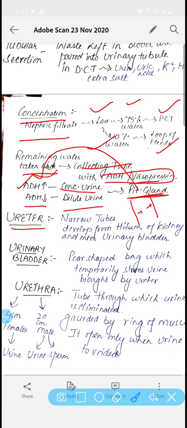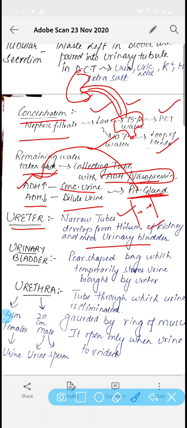Next part is the ureter. Kidneys lead to the pipe like structure called the ureter, which are narrow tubes that develop from the hilum of the kidney and enter the urinary bladder. Now the urinary bladder is a bag like structure. It is a pear shaped bag which temporarily stores the urine brought by the ureter. Ureters bring the urine into the urinary bladder, where it stores the urine for some time. Now the next one is urethra.